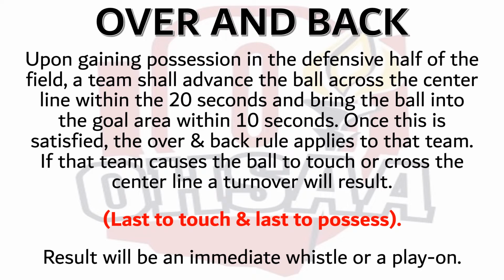Upon gaining possession in the defensive half of the field, the team has 20 seconds to bring the ball across the center line. Once they do that, they will have 10 seconds to advance the ball into the goal area. Once these two counts are satisfied, the over and back rule applies to that team. If the team causes the ball to touch or cross the center line, a turnover will result. And remember, they have to be the last to touch and the last to possess. The result of this is an immediate whistle or, in a rare occasion, a play on.